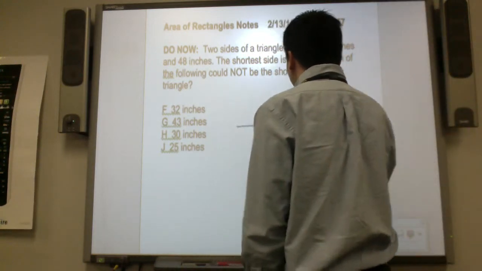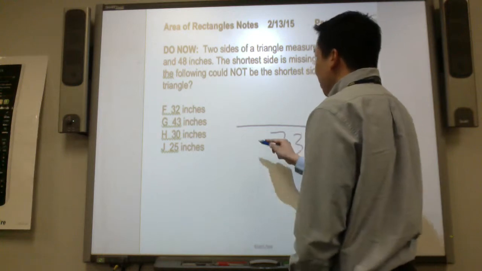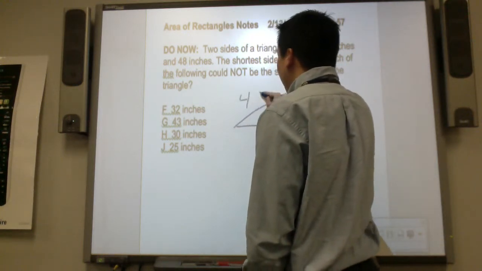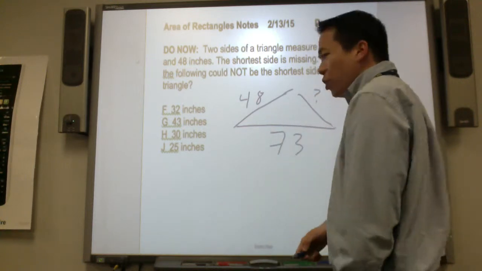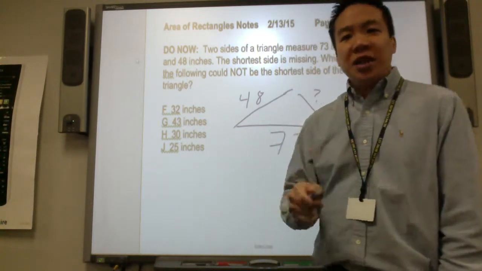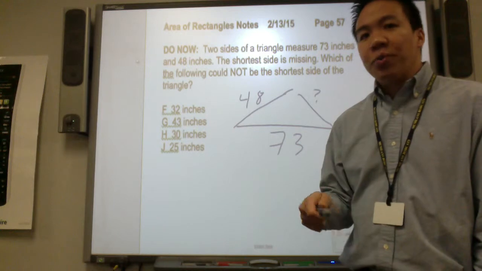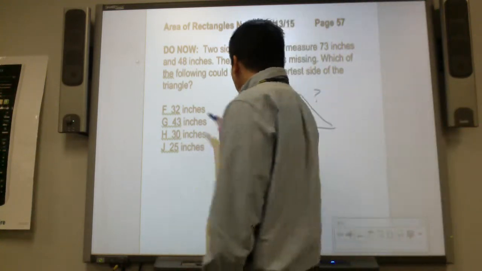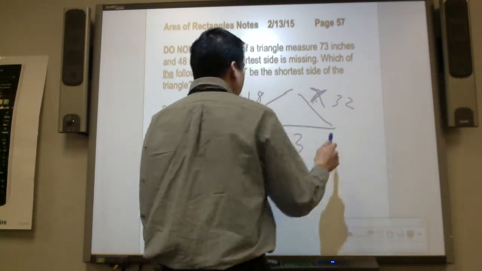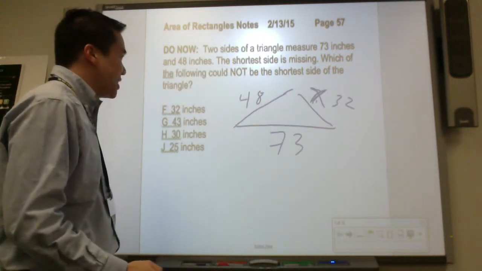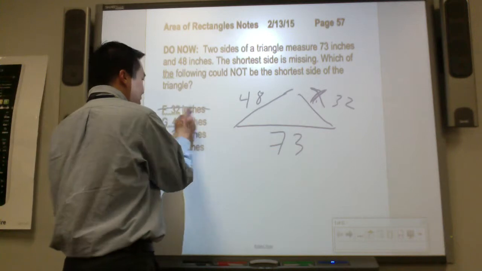So we have a triangle. Let's say the longest side is 73, the medium side is 48, and we have the shortest side right here. So what do you remember about triangle inequality? If you take any two sides and combine them, it will be greater than the third side. So if I replace this x with 32, 48 plus 32 is 80. 80 is greater than 73.